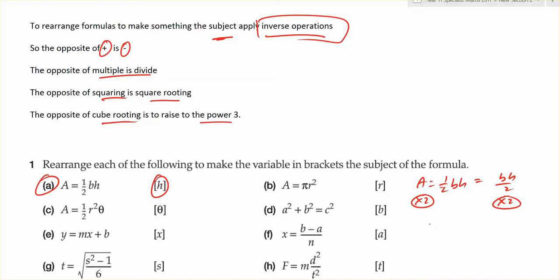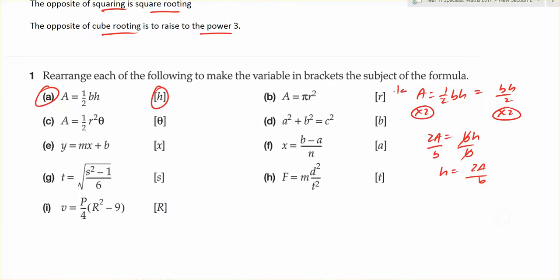So we get 2A equals b times h, because we've already applied the inverse operation, times 2 and divide 2 get rid of each other. Now, to get h on its own, we need to divide both sides by b. So the b's go away here, and we're left with h equals 2A on b. That's 1a for you. That's question 1a.